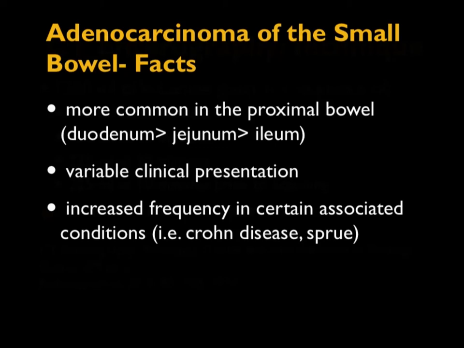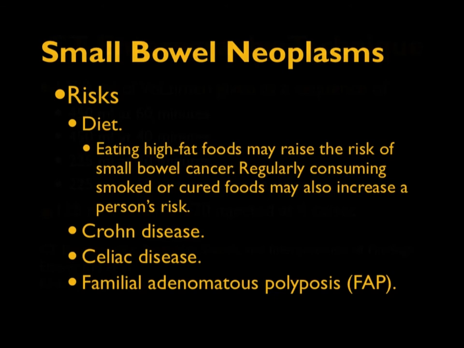Again, that variable clinical presentation makes it very tricky. Patients can have weight loss, vague symptoms. It's often hard to tell what's going on. There are certain conditions that have a bit more frequency: sprue, Crohn's disease, and celiac disease, three of them that come to mind. When you look at small bowel cancers, there's been some work suggesting higher risk with cured foods or smoked foods. But again, Crohn's, celiac disease, familial polyposis, those patients all have a much higher risk than the general population.